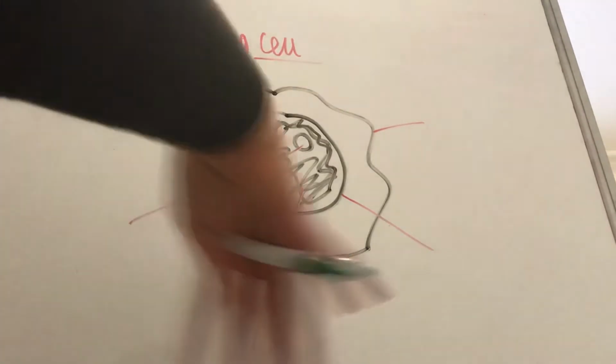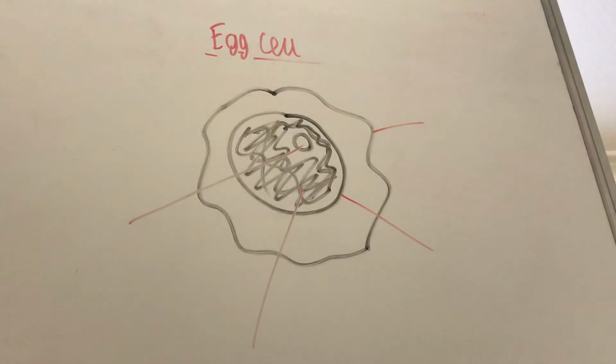So I'm going to start by labelling the parts within this diagram. If you've watched the sperm cell video, or the cell structure video, you might recognise some of the parts, like the cell membrane or the nucleus. But don't worry if you haven't, I'm going to go over it anyway.